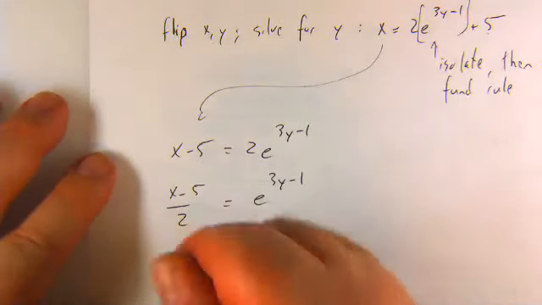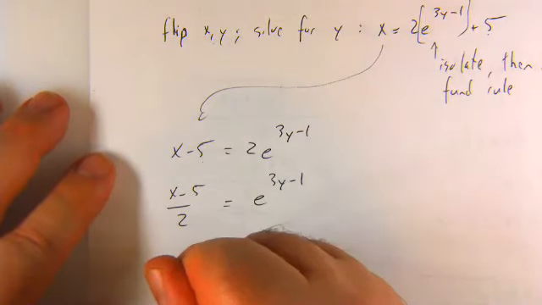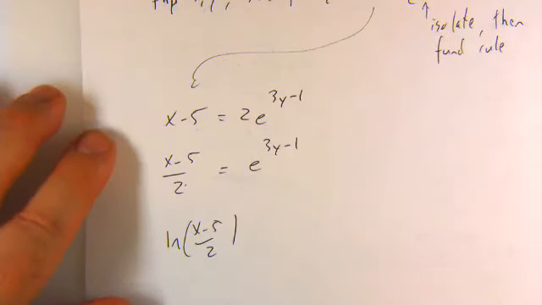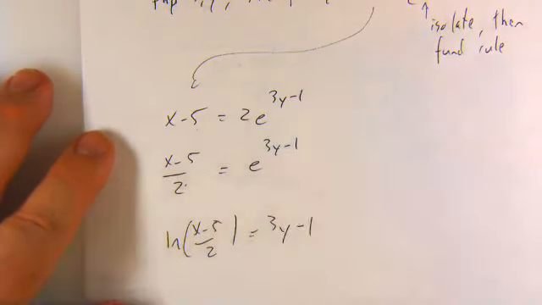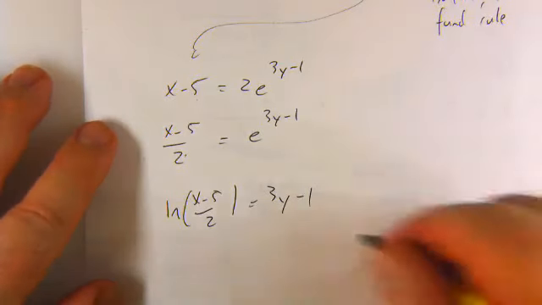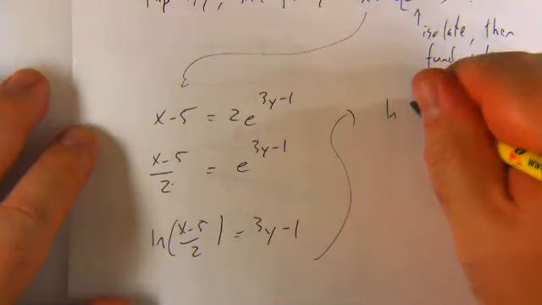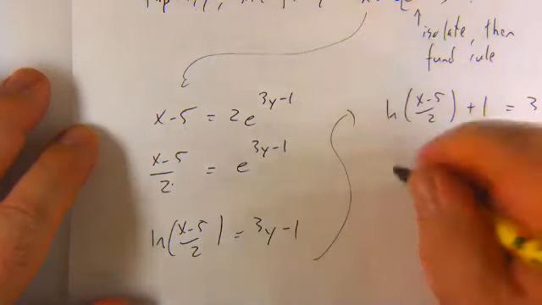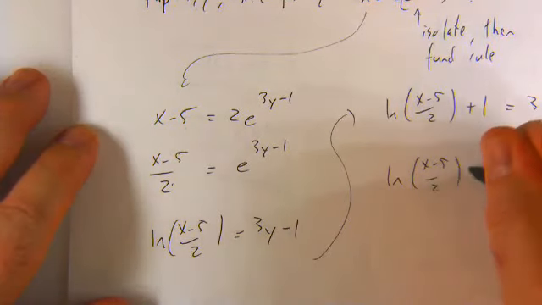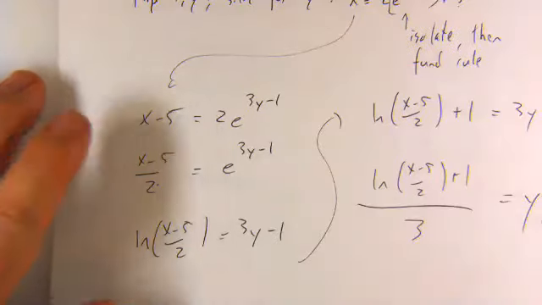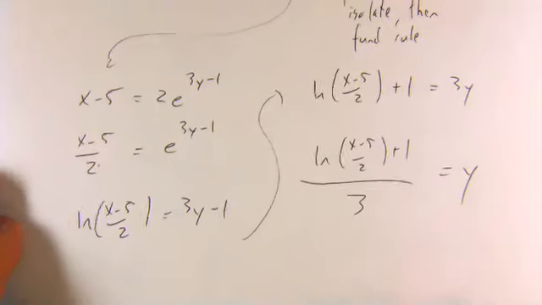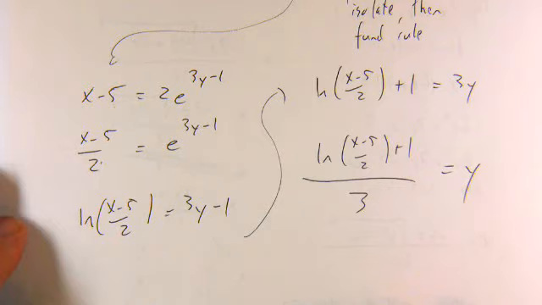Base is e, so we'll get logarithm base e of the thing on the left by itself equals my exponent. Now we just solve for y. We can just add a 1 to both sides. Log of (x minus 5) over 2, plus 1, equals 3y, and then divide both sides by 3. And now we have the solution.